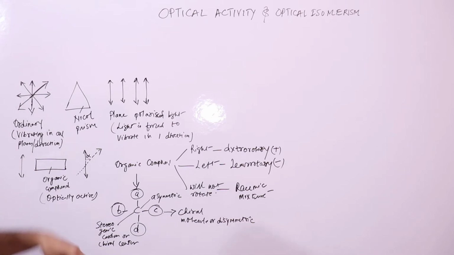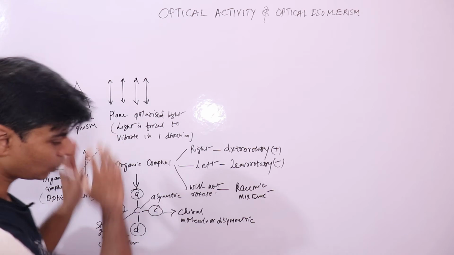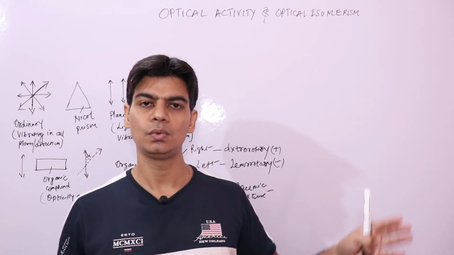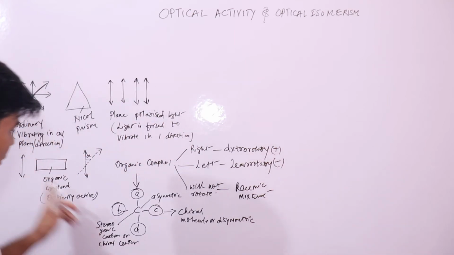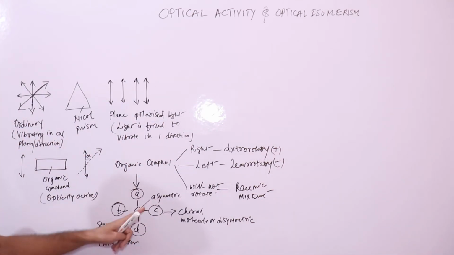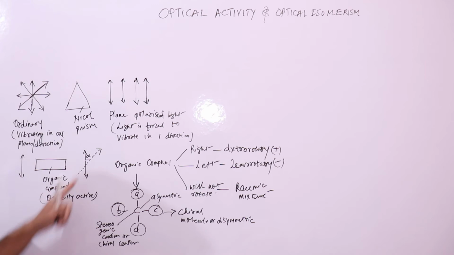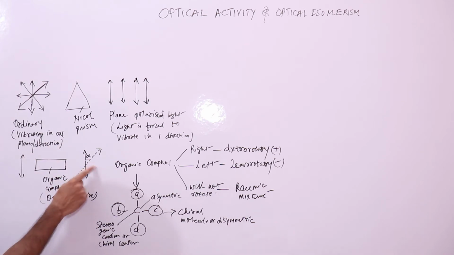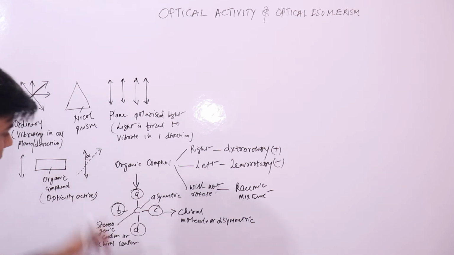Now let's come back to when plane polarized light is passed through the solution of an organic compound. Now we know it's a chiral compound or a chiral molecule. The plane of polarized light is rotated through an angle, right? This angle is known as the angle of rotation, right?